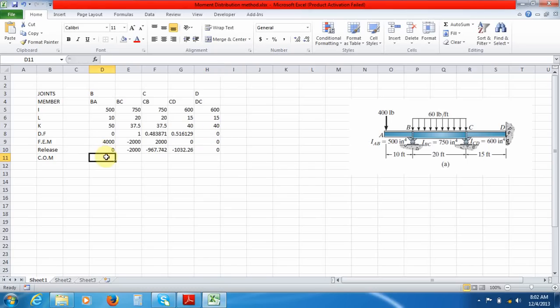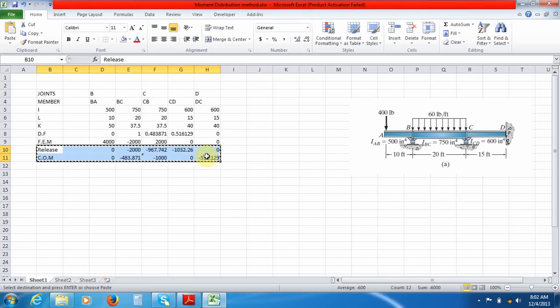Now carry over moments. We have to carry these moments to each member, so no carry over is required for this one. Put it 0. Now BC and CB: equal to this divided by 2, and equal to BC divided by 2. Here equal to DC divided by 2 and equal to CD by 2. Enter.